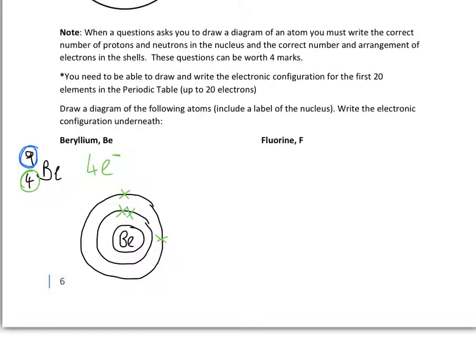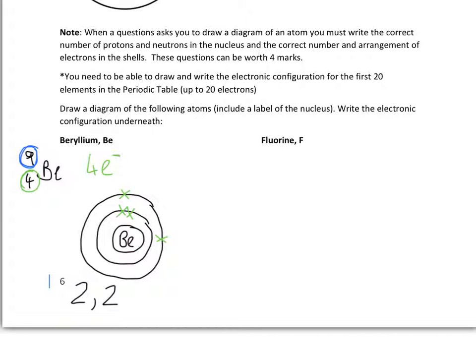Remember, we do that by writing the number of electrons in the first shell, then a comma, and then the number of electrons in the second shell. So that's our electronic configuration of beryllium: 2, 2. Okay, so try that for the example of fluorine, and then for the example of silicon and calcium on the next page. And pause this video while you do that.